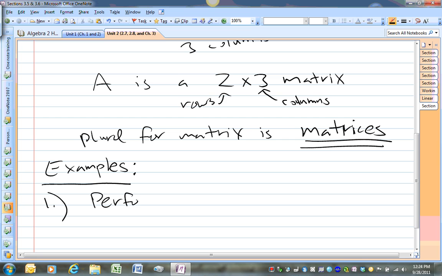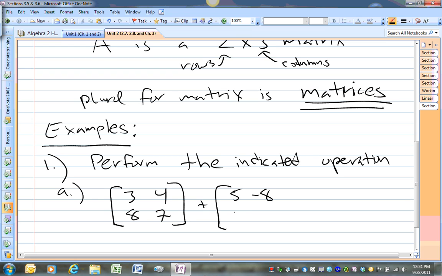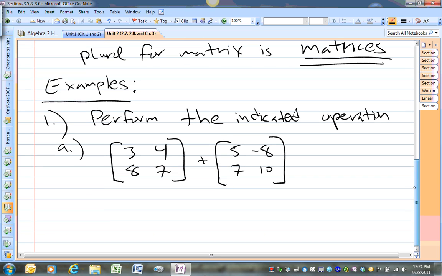So number one, I'm going to ask you to perform the indicated operation. So here's part A. Say we got 3, 4, 8, 7 plus 5, -8, 7, and 10. So here I'm being asked to add the matrices.